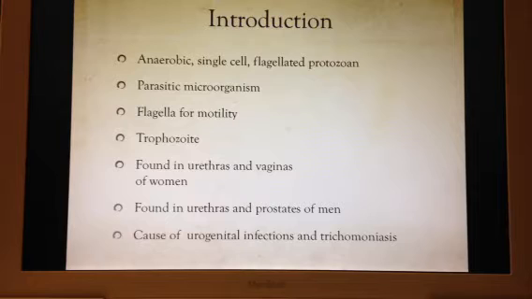It is a mobile microorganism and uses flagella for movement. Trichomonas vaginalis only exists as a trophozoite. A trophozoite is a stage in a protozoan's life cycle in which it is absorbing nutrients from the host. It is found in the urethras and vaginas of women and the urethras and prostates of men. Trichomonas vaginalis is a common cause of urogenital infections and trichomoniasis.